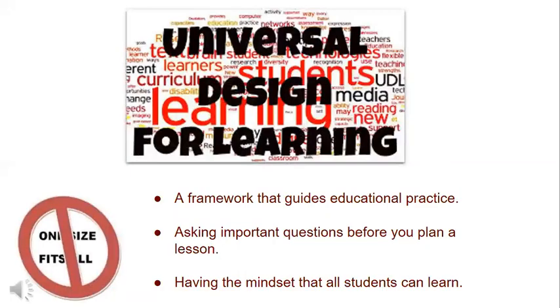Now that we know what universal design means, how do we apply that to our educational practice? Well, universal design for learning takes the general concept of universal design and uses it as a framework to guide educational practice. It means asking important questions before you plan your lesson, and it means having the mindset that all students can learn. In other words, presuming competence.